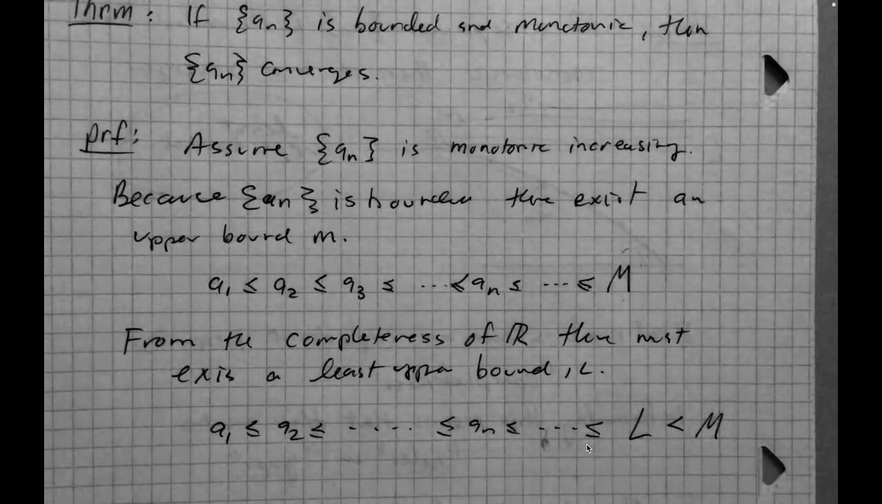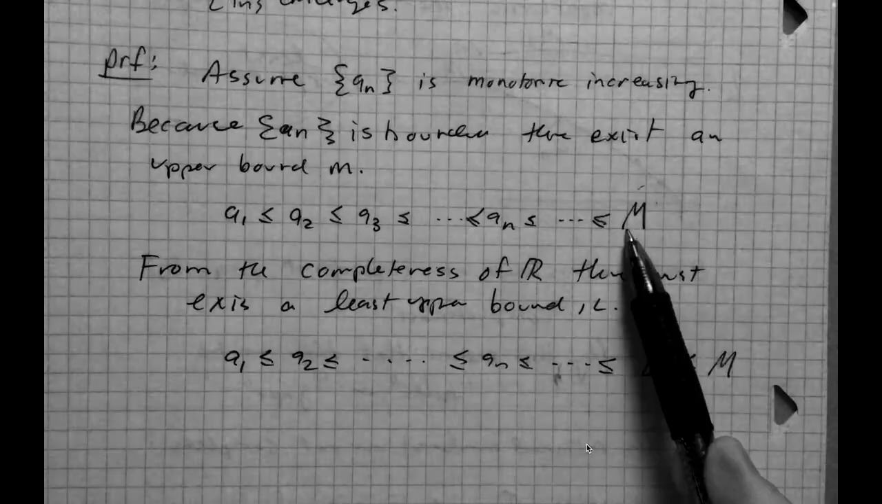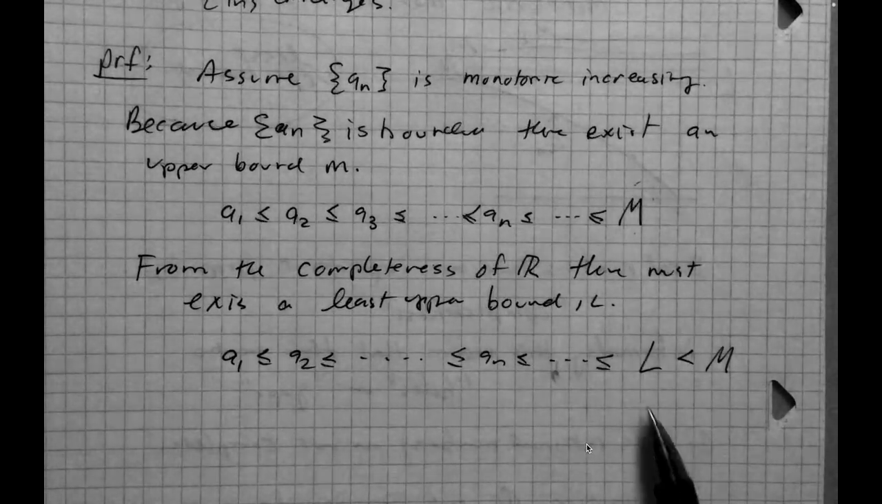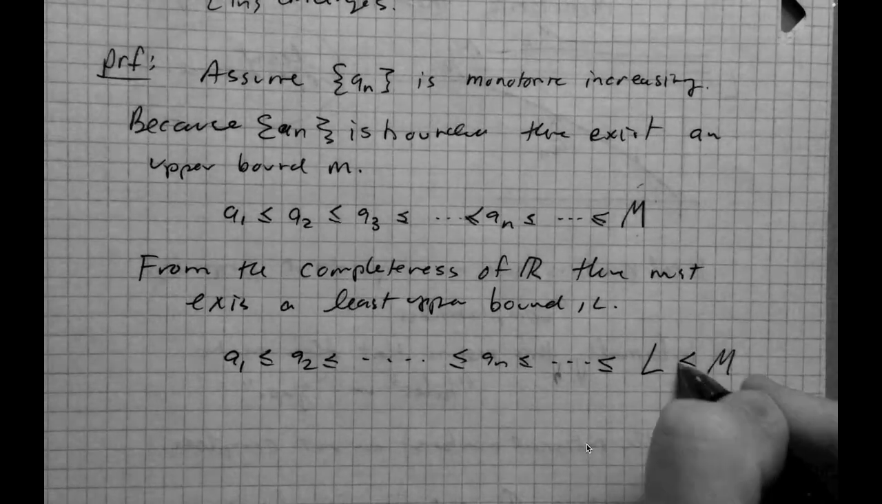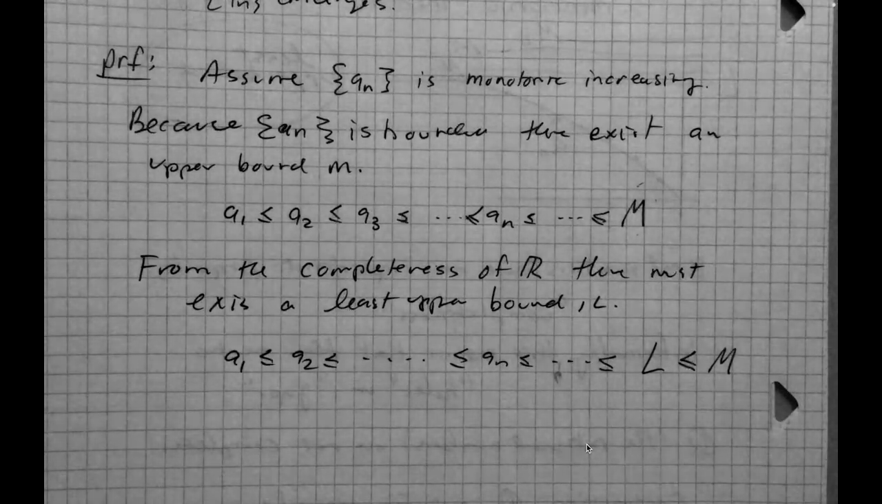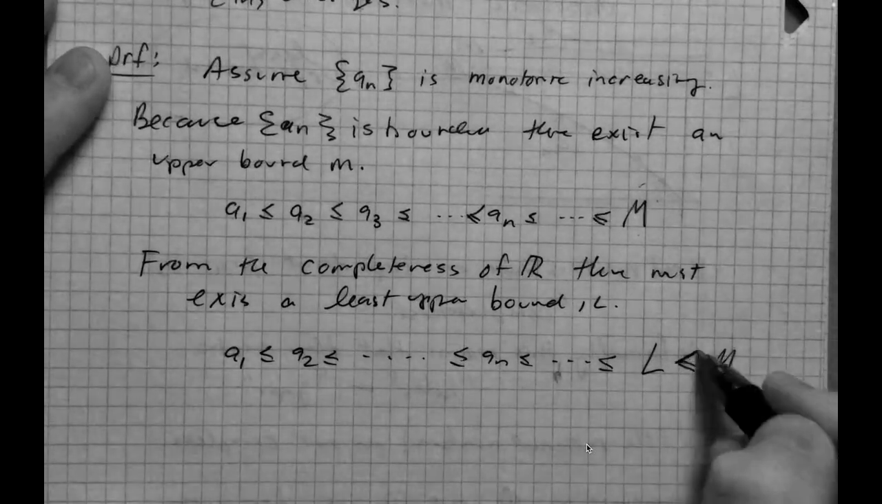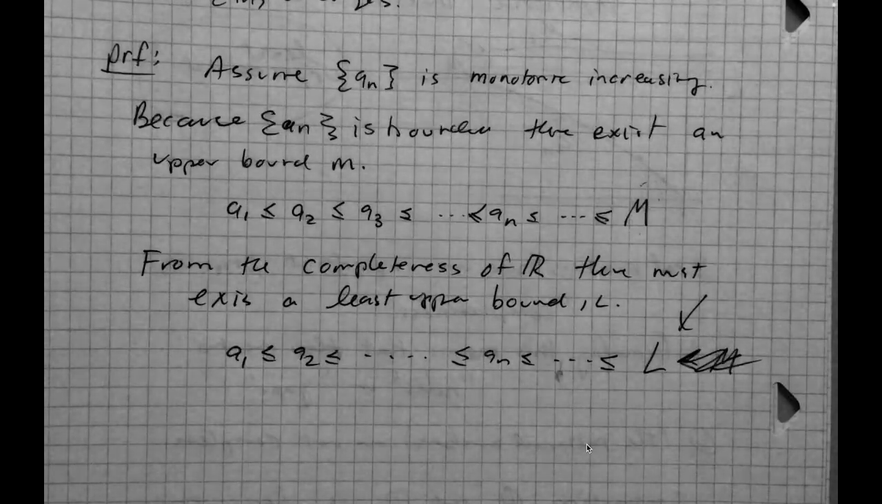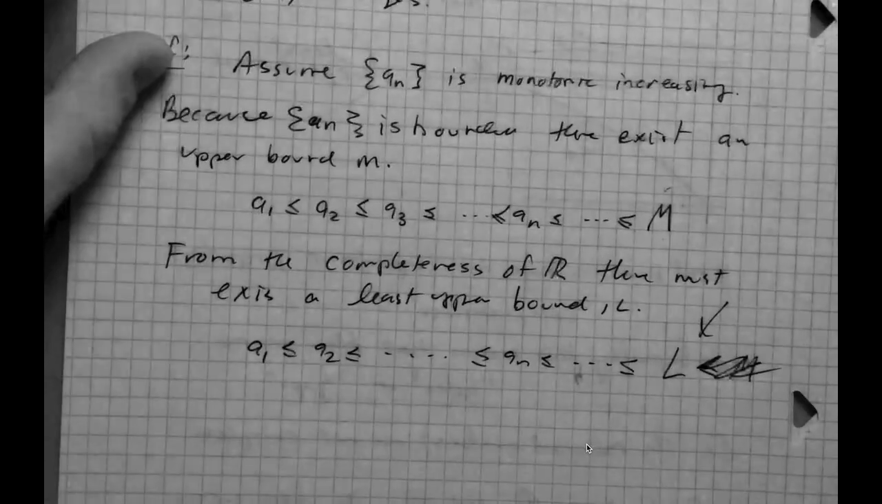Okay, so basically, bounded gets us the M. The fact that we're dealing with real numbers means there's an L. Well, I should say L is less than or equal to M, because M could be the least upper bound. We don't know, right? But at this point, the M is unimportant. What's important is the L. So all we've done so far is flesh out the relationship that exists between the terms of the sequence and this least upper bound L.